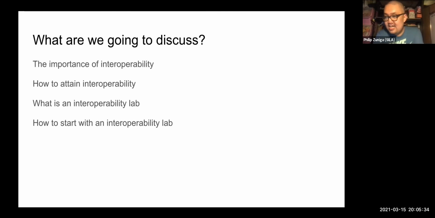I see here some representatives from countries, from health, and some representatives from health facilities. So we will discuss how to actually start setting up an interoperability lab.